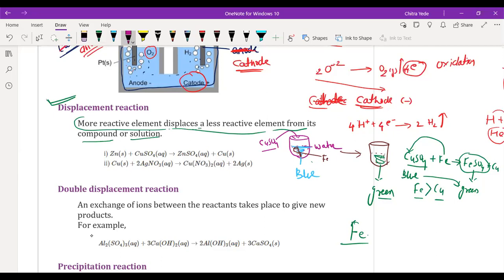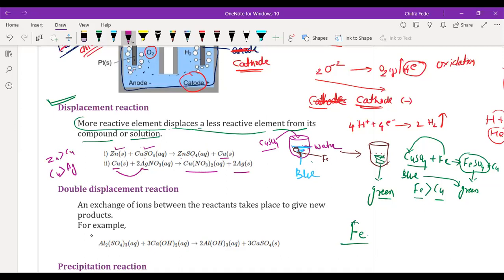Here we have taken another example: zinc and copper sulfate. Again zinc is more reactive than copper. That's why zinc is going to replace copper from its salt to form zinc sulfate, and copper gets separated out. But in the case of copper and silver, copper is more reactive than silver. So copper will replace silver from its compound to form copper nitrate, and silver gets separated out.